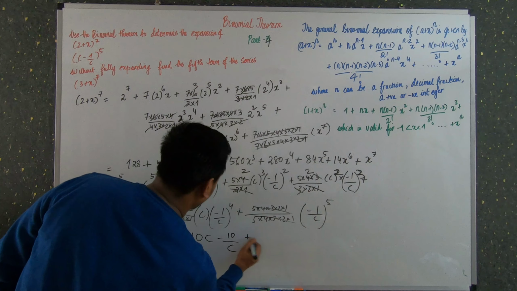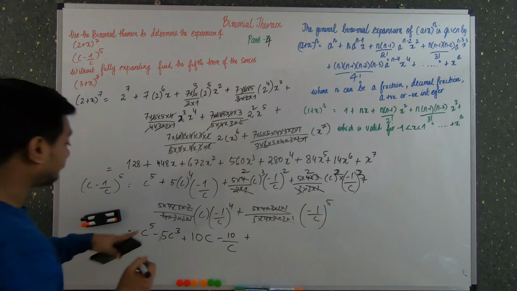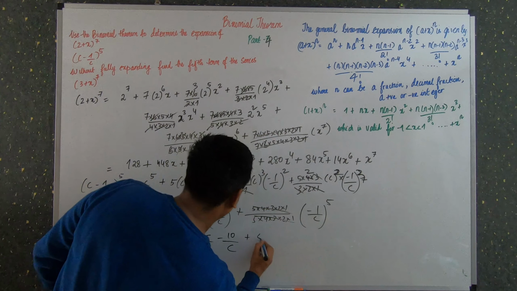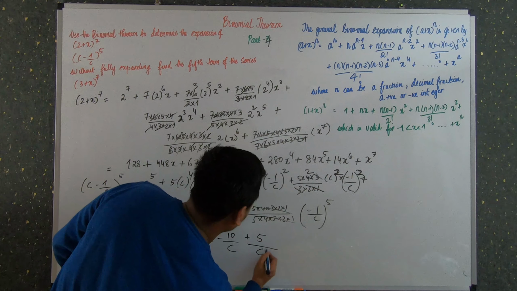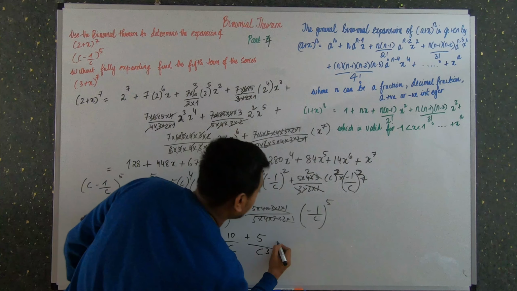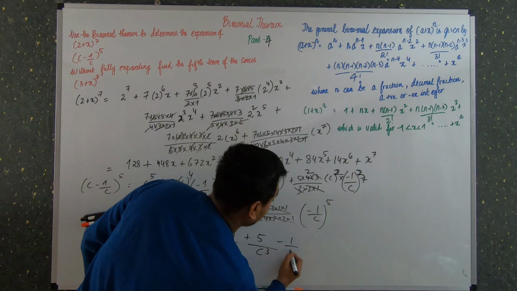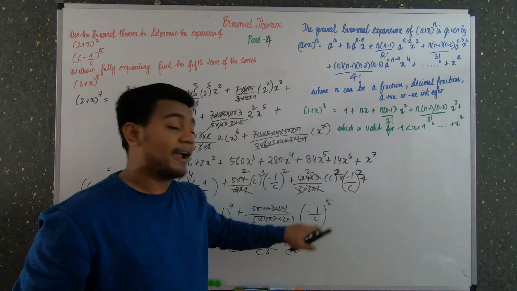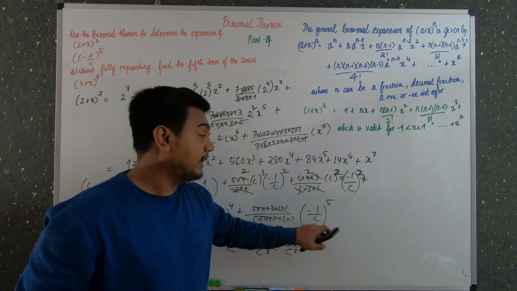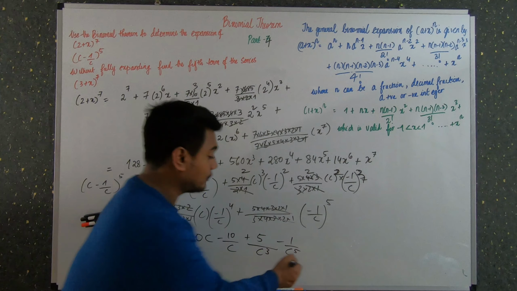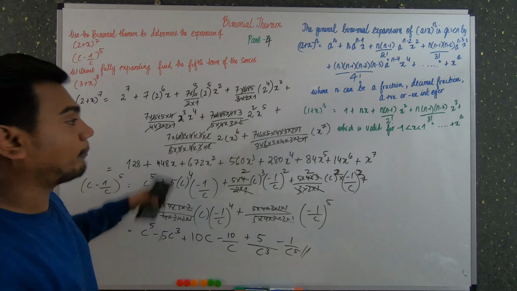For the next term, what would it be again? 5 is only left over here. So plus 5 by c cube, right? What would be the last term? Minus 1 by c whole raised to 5 is minus 1 whole raised to 5, minus 1 by c raised to 5. So this is the answer for problem number 2.